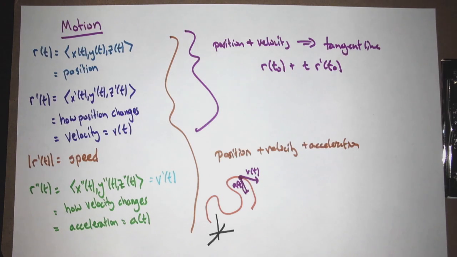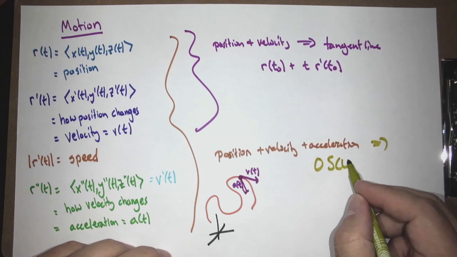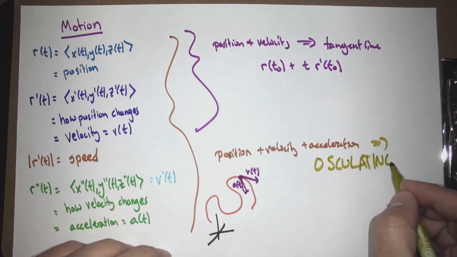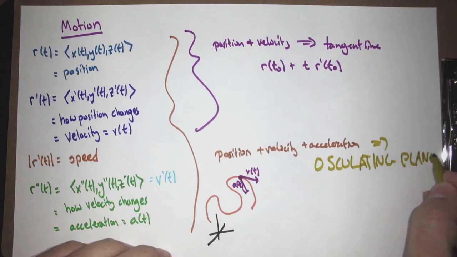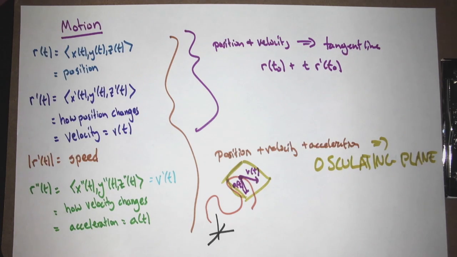A plane! Yes! Okay, so this leads us to what's called an osculating plane. All right. So here's this osculating plane.